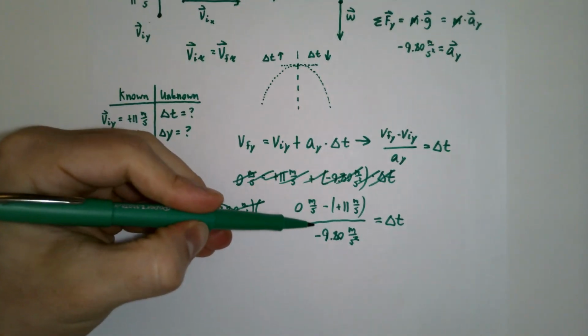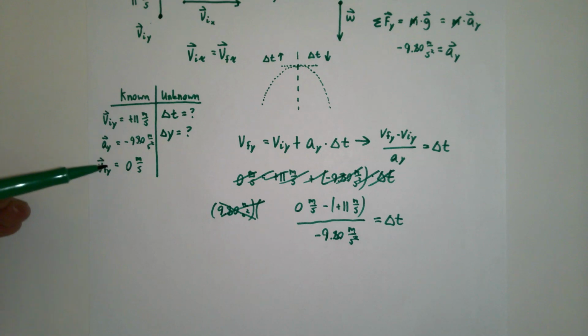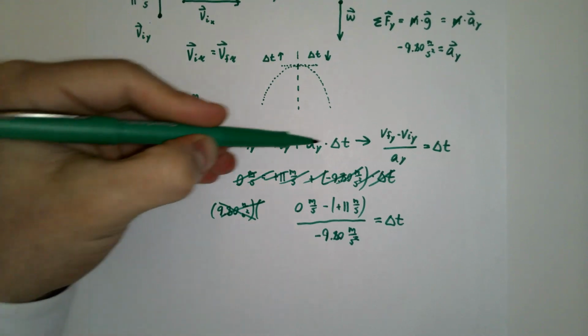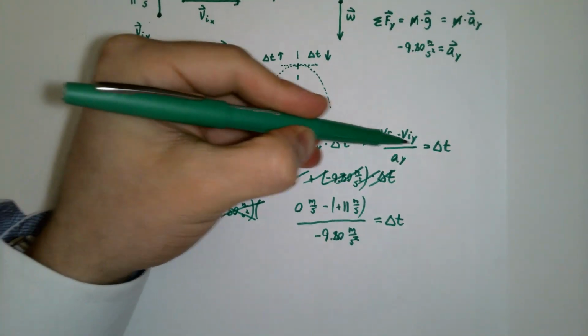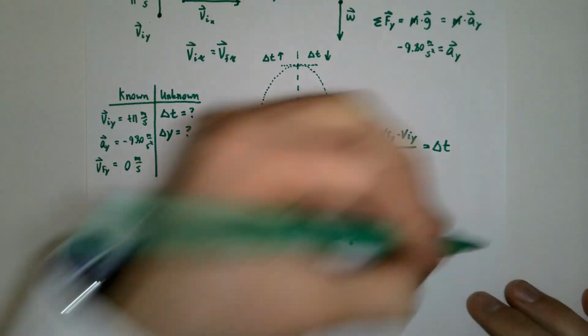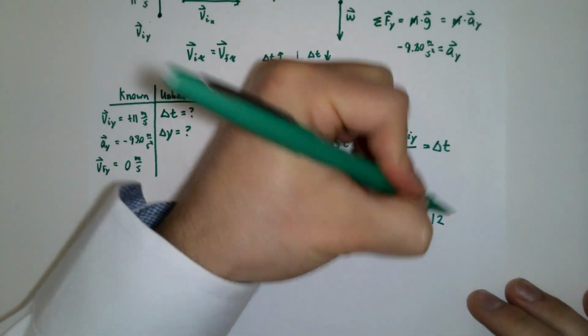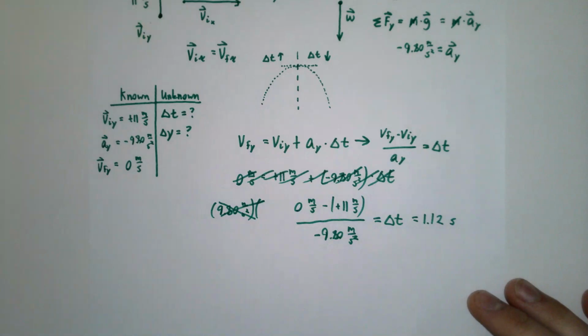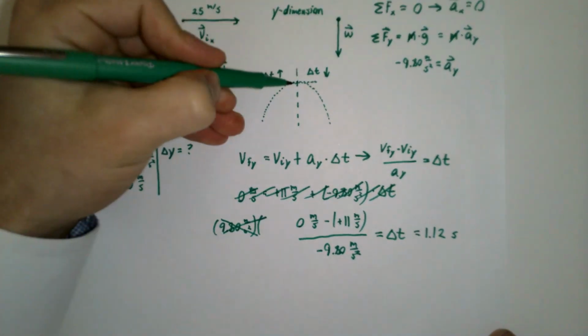All we did here was input these known quantities into this kinematics equation that was solved for time. We take negative 11 divided by negative 9.80, and we get a time of 1.12 seconds. 1.12 seconds that our tomato was in the air in reaching its maximum height.